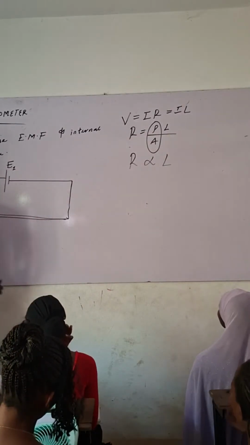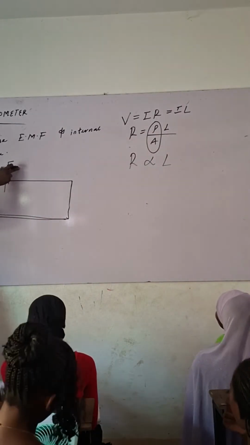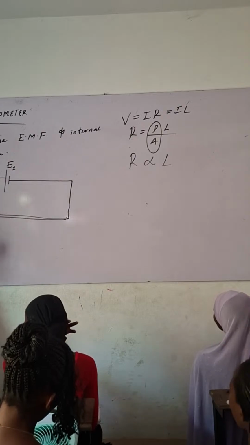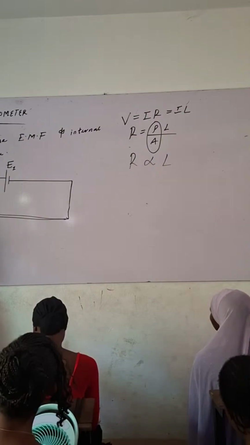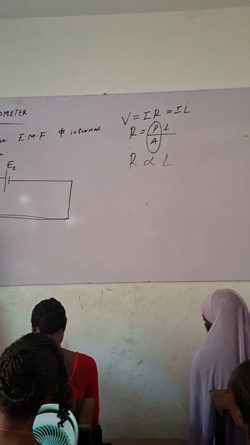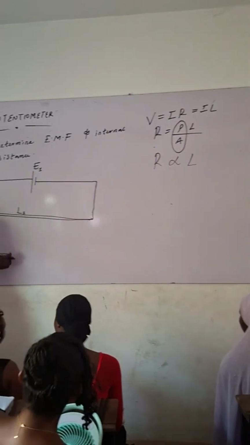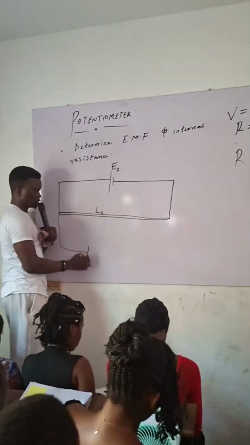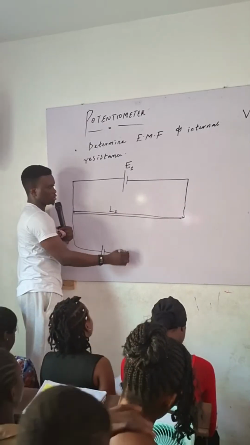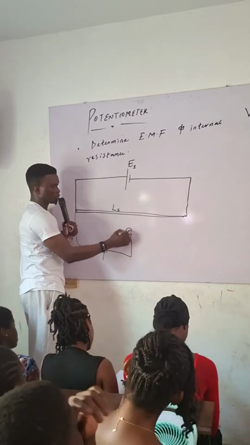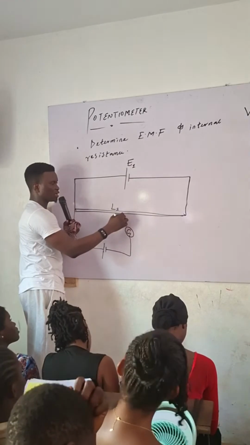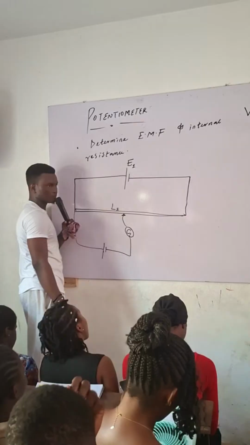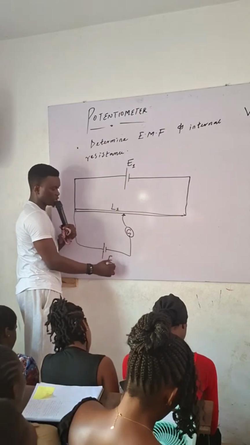Then, I already know this E1, I know the L. Let me call it L1, or the total length. Then I connect it to another EMF to balance out. This one now is connected to a galvanometer. Then I connected it to a slider or a jockey. Then let's call this E2.